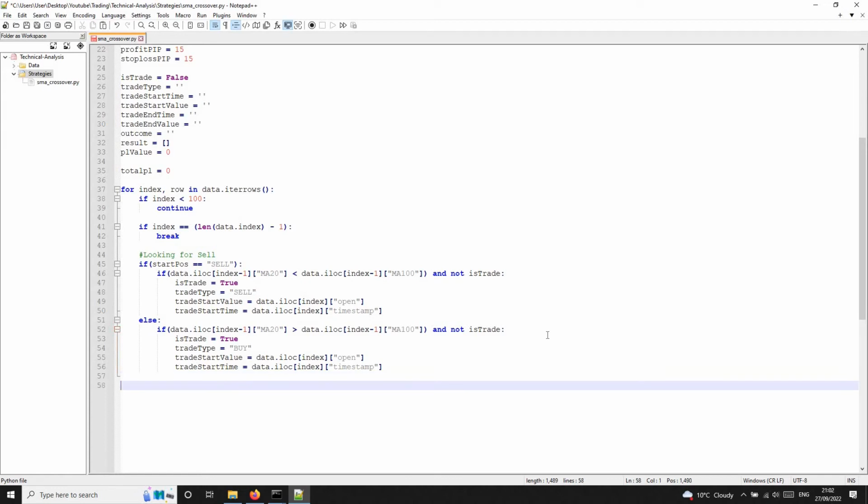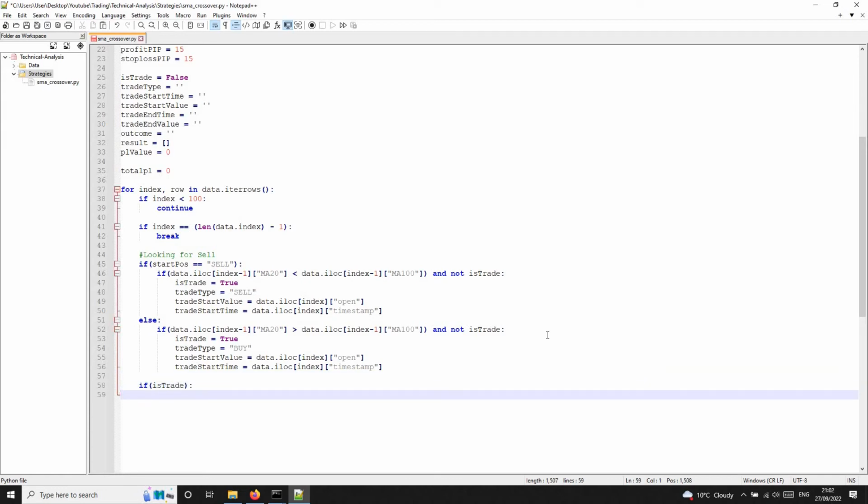Okay, now we are in a trade. Now we're going to check if we are in a trade, and we need to see when we need to close. There are a few points when we will be able to close the trade. Either we hit a profit, which is our pips, we set 15. Or we hit our stop loss, which we have also set to 15, or it has crossed over the opposite way.